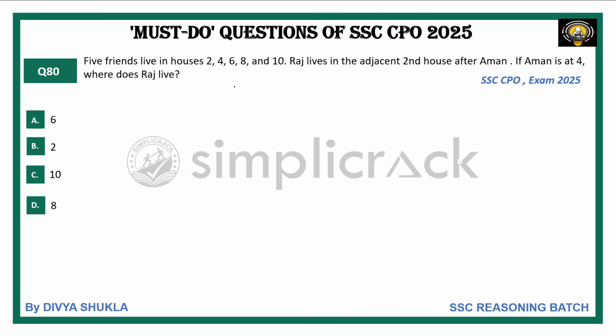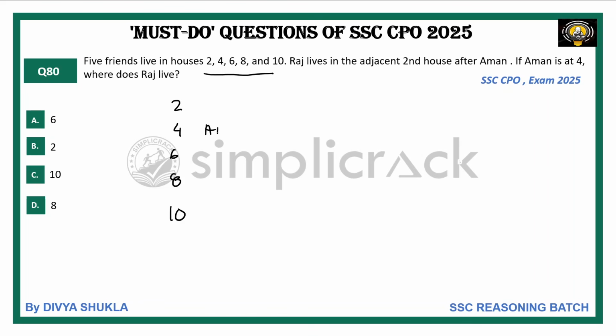Five friends live in houses 2, 4, 6, 8, and 10. Raj lives in the adjacent second house after Aman. If Aman is at fourth, where does Raj live? There are five houses, starting with 2, 4, 6, 8, and 10.